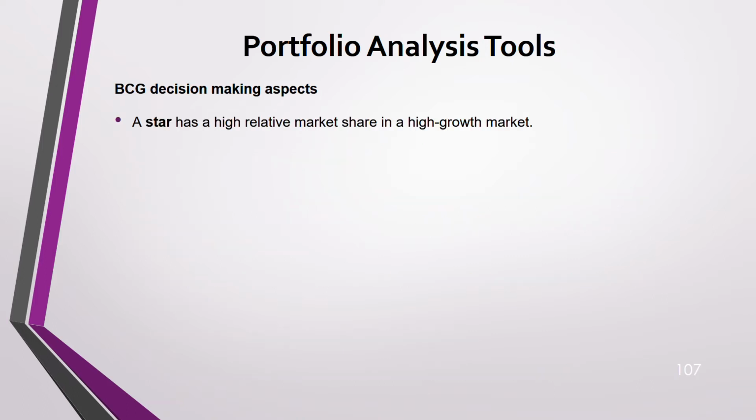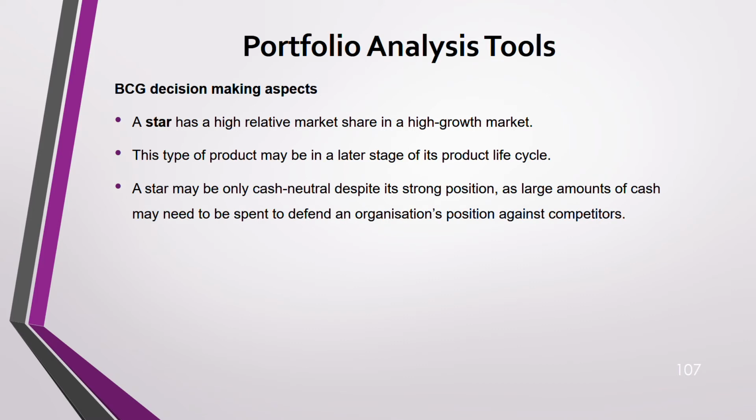Moving on to the star. High market share, high growth. This type of product may be at a later stage of its product life cycle. What does it mean? Initially the market share is high, but at some stage they will be declining. They will face the declining phase, so they will be at a later stage of their product life cycle. A star may be only cash neutral. Cash neutral means not too much cash, not too little cash.